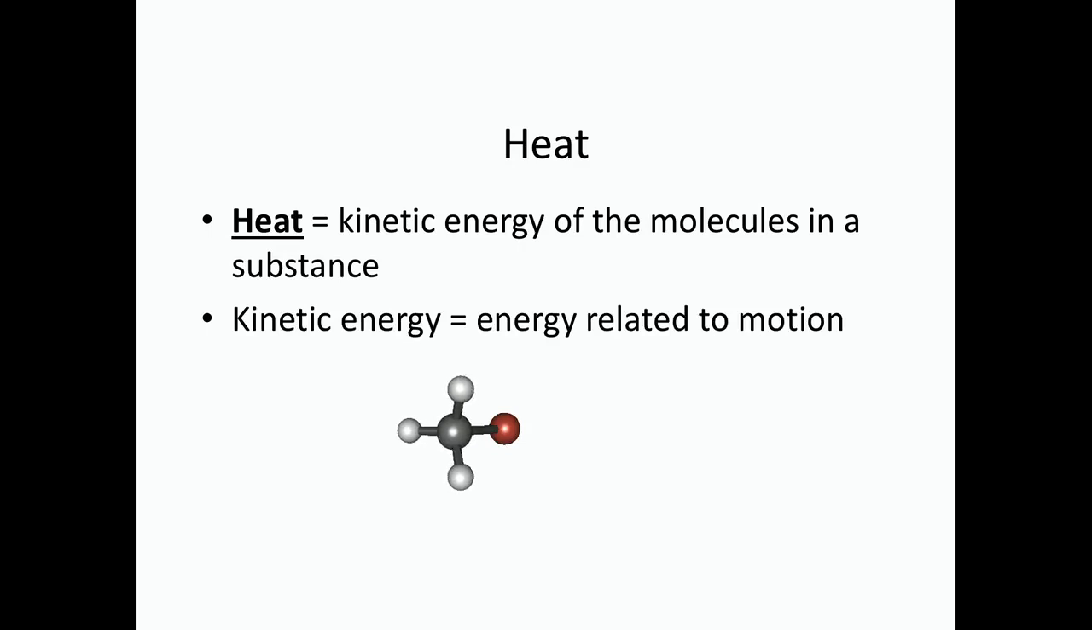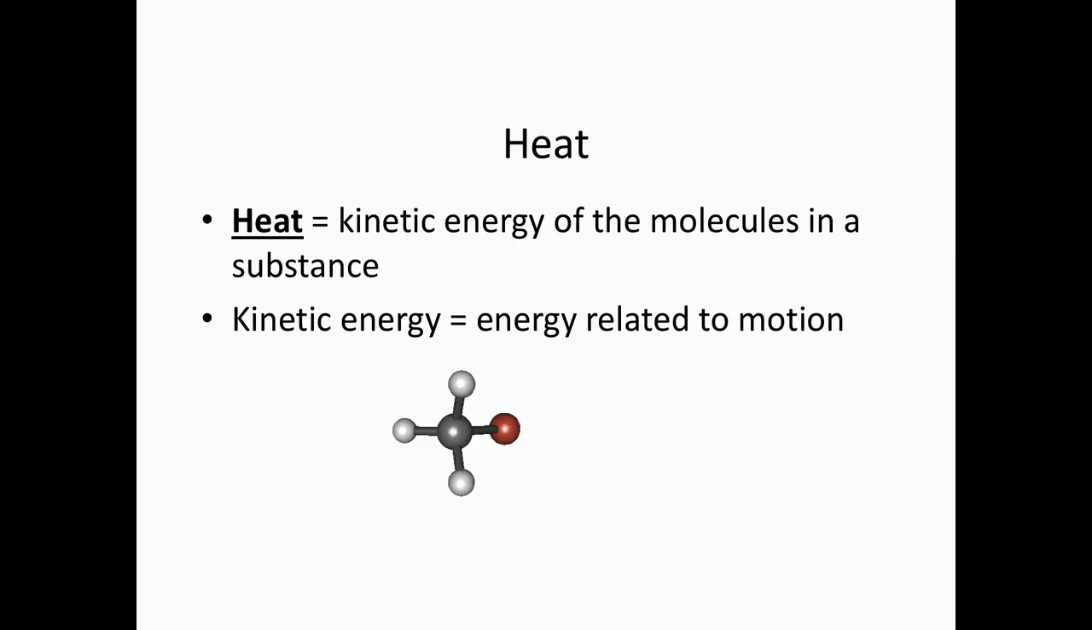So as you see, this molecule here is moving, which means that it has kinetic energy. The faster something moves, the more kinetic energy it has. The slower something moves, the less kinetic energy it has. Now, since heat is a measure of this kinetic energy, substances or molecules that are moving faster have higher heat, and molecules that are moving slower have lower heat.